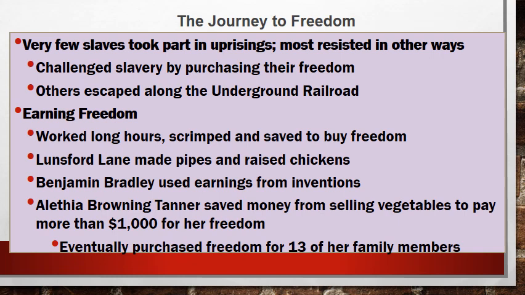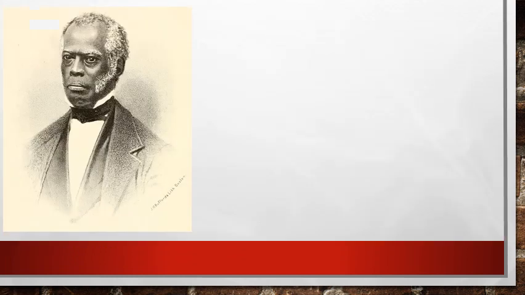But my favorite story is Alethea Browning Tanner, who sold vegetables, and she bought freedom for herself and 13 of her family members through her labor, which should tell you how far slaves are willing to work to get their freedom. Here's a picture of Lunsford Lane. And we do have writings by him after the Civil War explaining his life and circumstances.